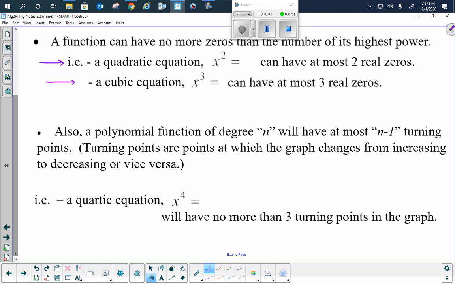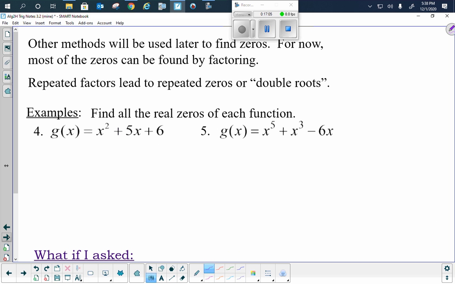Turning points are the points at which the graph changes from increasing to decreasing or vice versa. And for this example, a quartic, x to the 4th, will have no more than 3 turning points in the graph. Okay. That's just written out of the exact same patterns we worked with earlier in the notes. Other methods will be used later, guys, to find zeros. For now, most of them can be found using factoring. And repeated factors lead to the repeated zeros or the double roots that we have talked about.